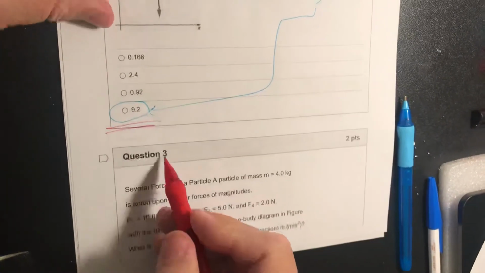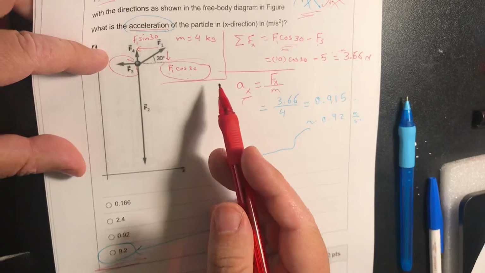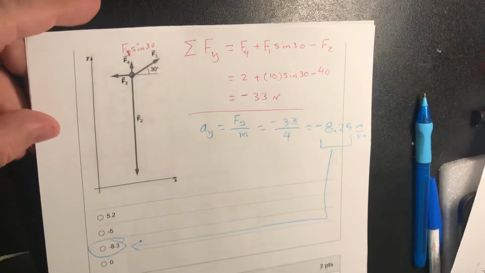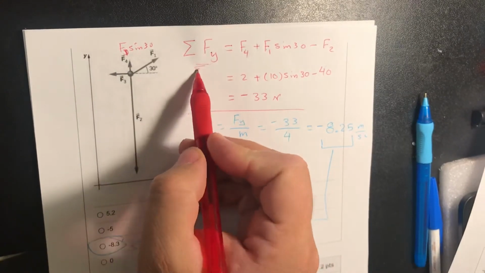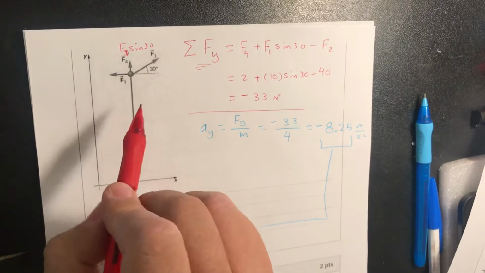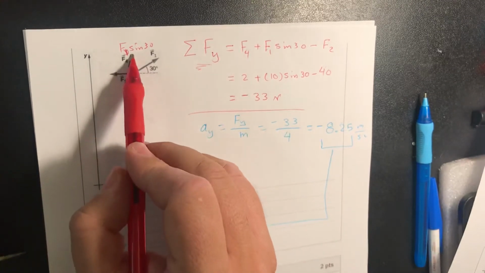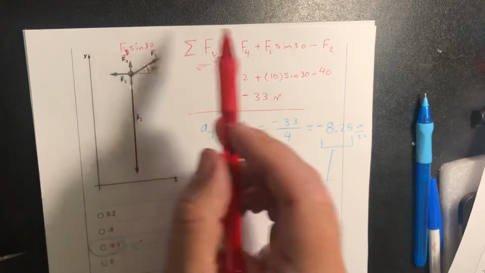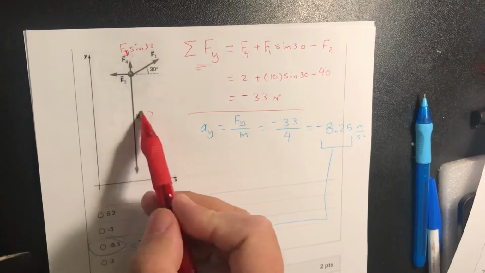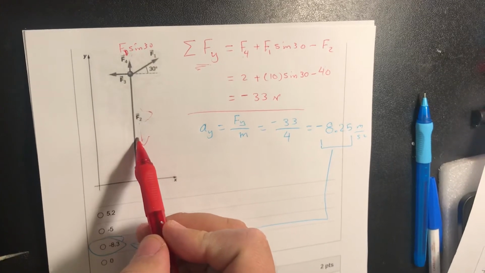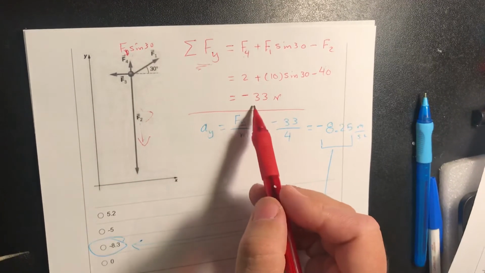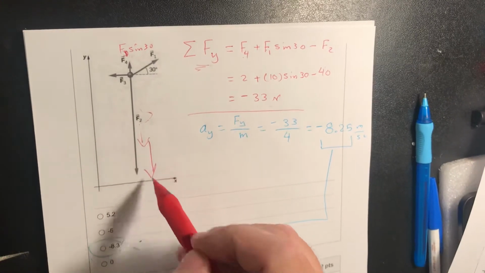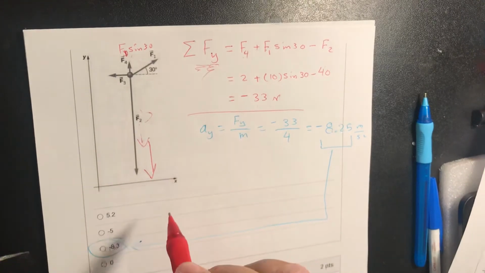Now, question number 3. It is the same, but we are talking about the y components. So the total y component from these forces is F4 upward and F1 sine 30 upward and negative F2. F2 is in the negative y direction. Then the force in y direction is equal to negative 33 newtons. Negative means in the negative y direction because we are talking about y.